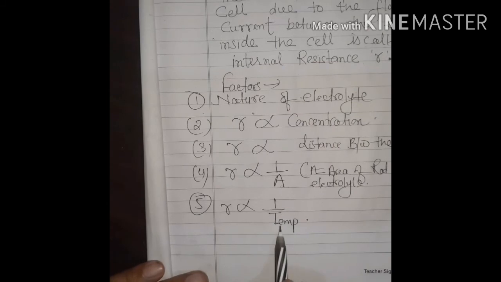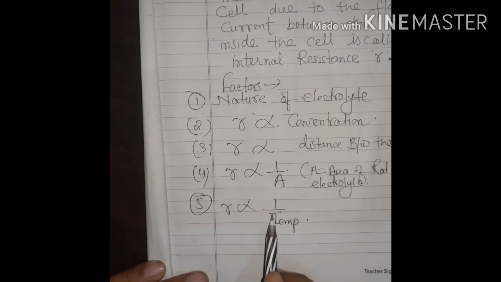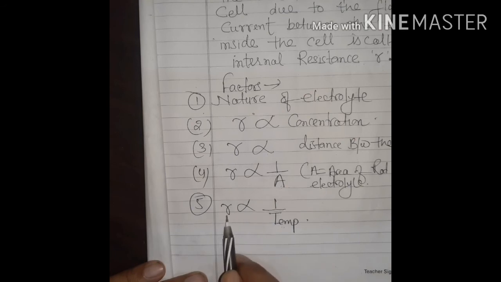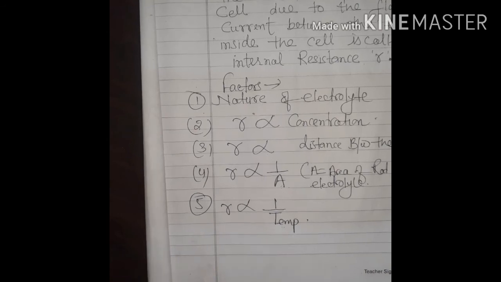At last, when the temperature rises, then the solution becomes a little diluted. And in this situation, the ions can easily go from one part of the electrolyte to another, which decreases the internal resistance. So when you increase the temperature of a cell, its internal resistance simply decreases. So dear students, this is the simple statement of internal resistance and its few properties.